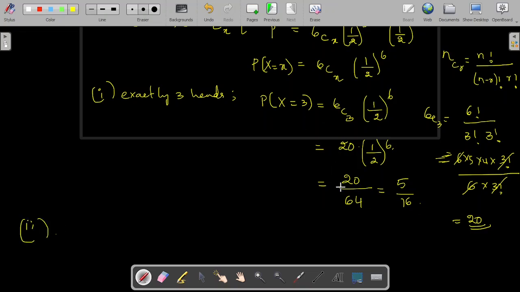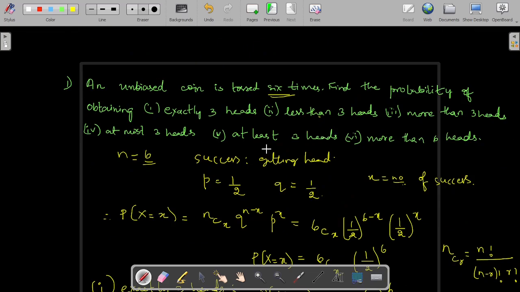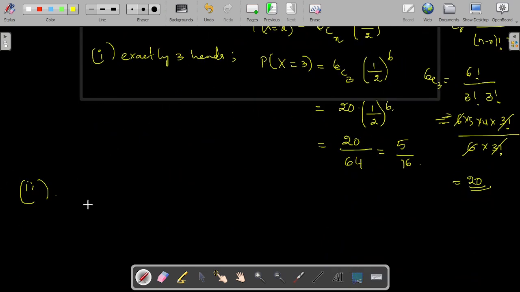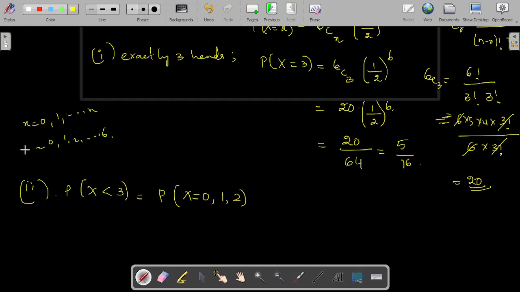Probability of getting exactly 3 heads. Next, the second question is less than 3 heads. So probability of x is less than 3. Less than 3 means how many values can x take? 0, 1, 2. Because a small letter x takes values from 0, 1, so on up to n. So it is 0, 1, 2, so on up to 6. N is 6 trials here.